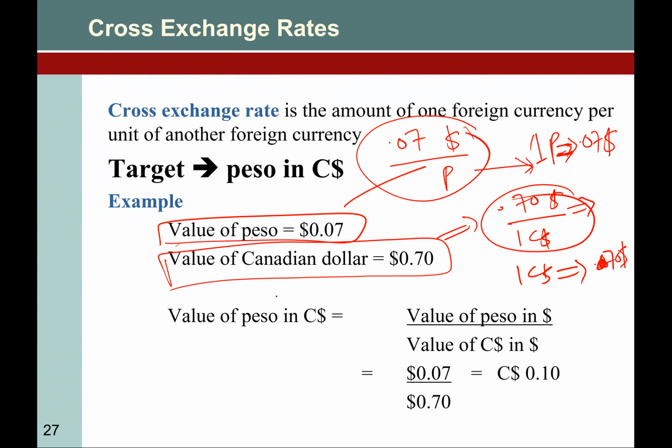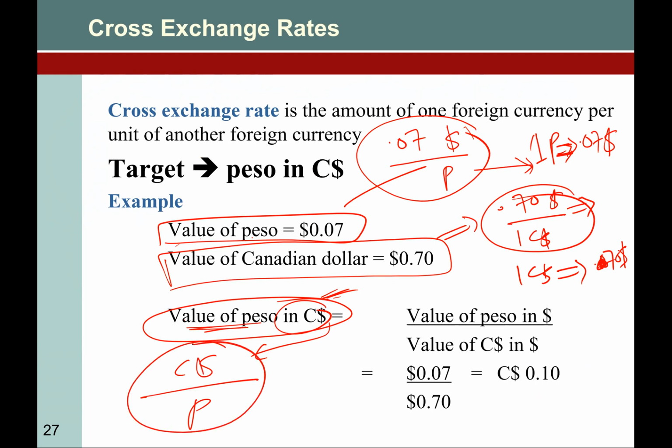So you can write it down in the form of ratios, and what you have to find out is the value of peso in Canadian dollar. The ratio of this proposition, the value of peso, will be written in the denominator, and Canadian dollar on top, like this. So we have to create this ratio. We need Canadian dollar above and peso on the denominator. It means we need the quotation dollar over peso and Canadian dollar over dollar, so that dollar and dollar cancel, and at the end we have this rate, Canadian dollar over peso.